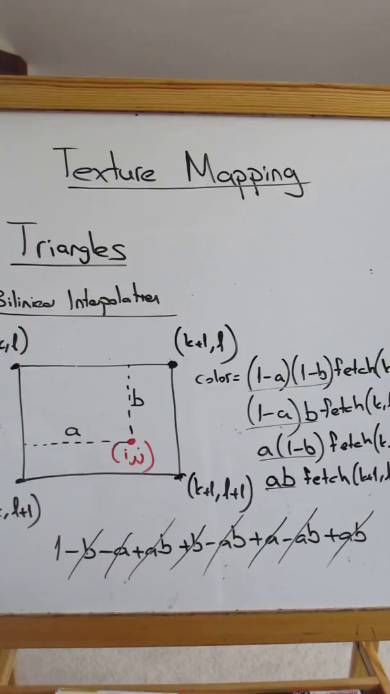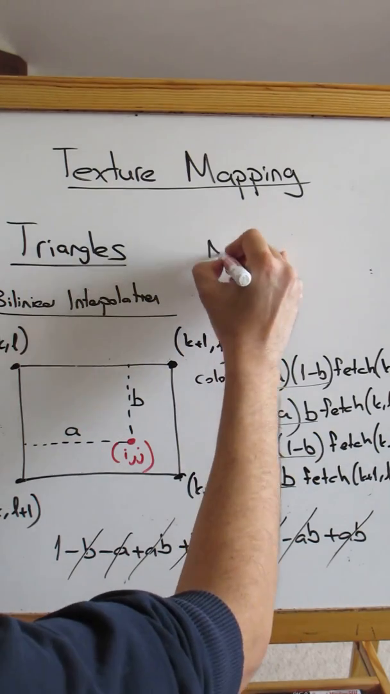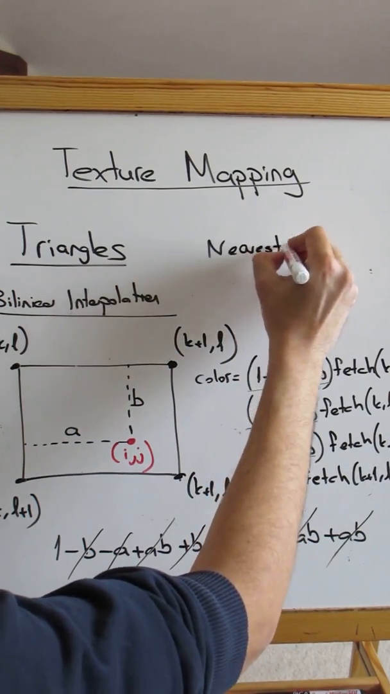There are other types of interpolation methods during texture mapping, but in this class we will only need to implement bilinear interpolation and nearest neighbor interpolation. And remember, in the nearest neighbor interpolation, let's also write the formula for that. It's a very simple one.